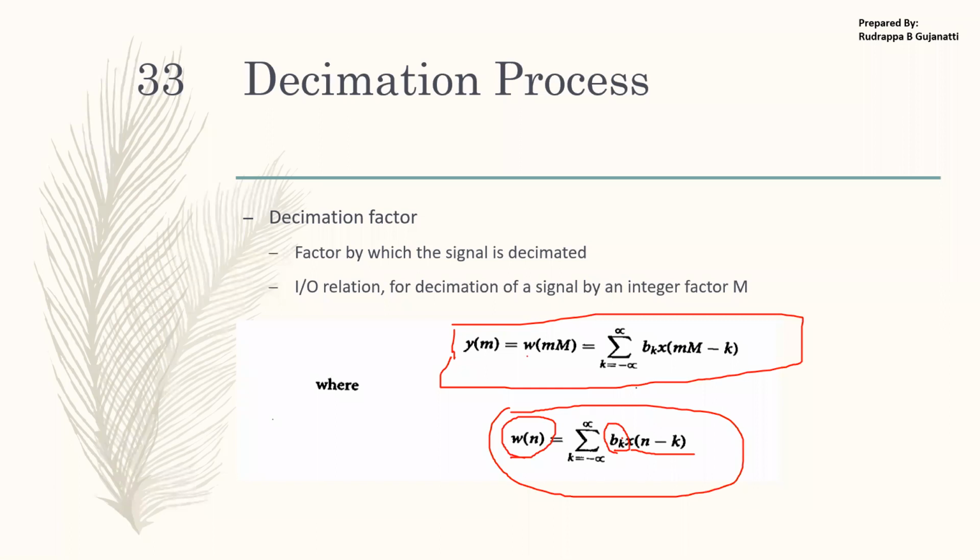So these are the samples of x of n minus n. These are the samples of x of n from minus infinity to infinity multiplied with some coefficient factor. Now these samples are represented with W of n. So this is a signal which I have got. Now I have to decimate this signal. If I have to decimate this signal, then this is the equation I use in order to decimate it.